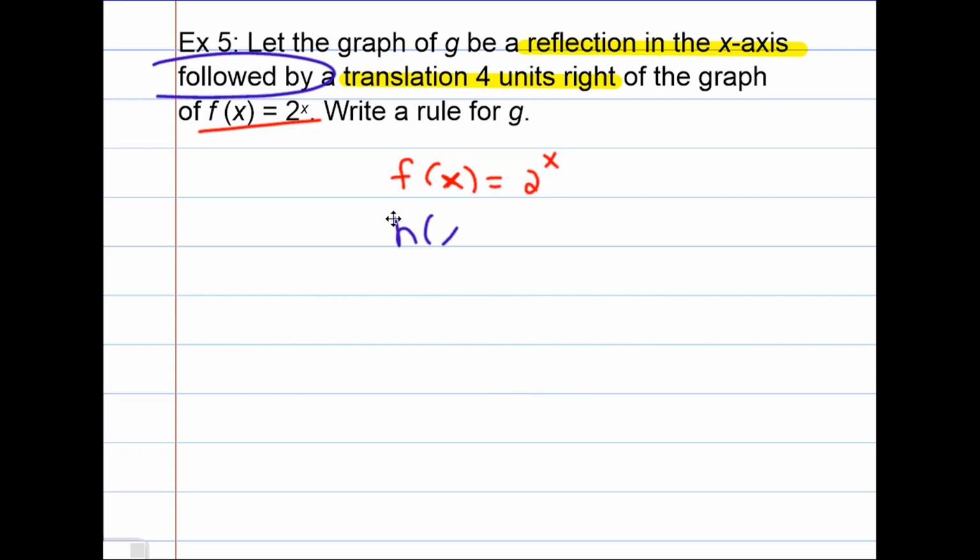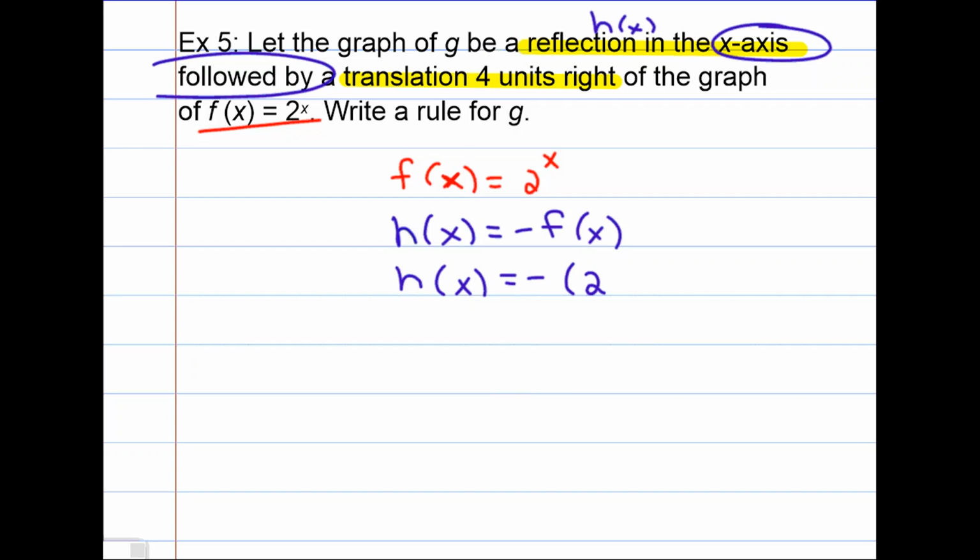I'm starting with h of x. This reflection is my h of x. It's on the x-axis, so that right there tells me a negative out front of my f of x. All I'm going to do now, since I have a negative out front, is multiply that negative times my 2 to the x power. So I just have a negative out front of that. H of x equals negative 2 to the x.